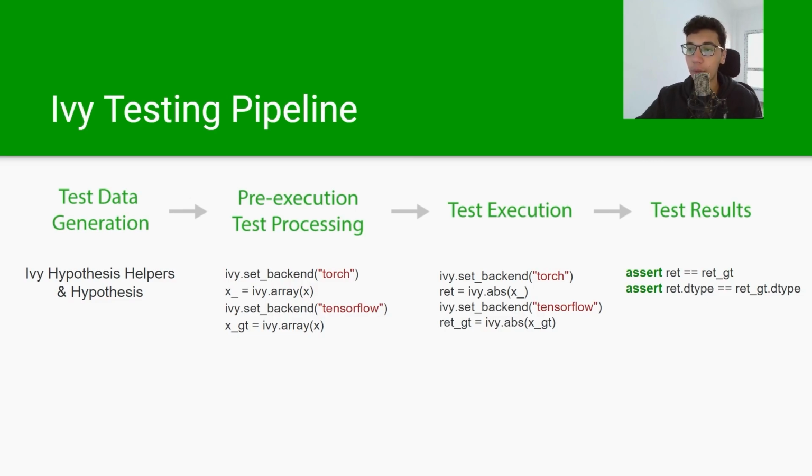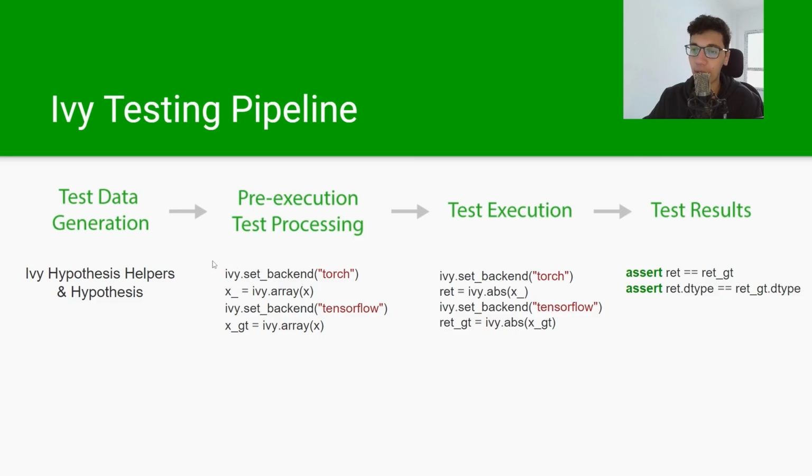So for example, we know that the backend Torch won't accept a TensorFlow input, and we have to make a copy of the randomly generated list and then call the function in that backend with that copy. So this is just basic, making sure that the input is called in the correct way.